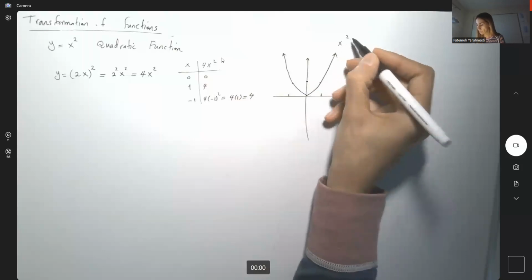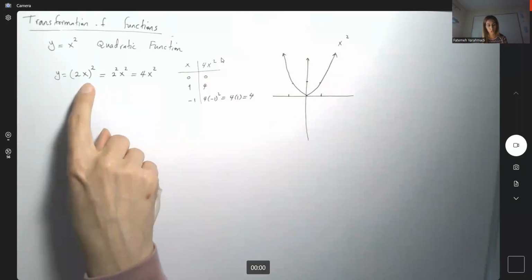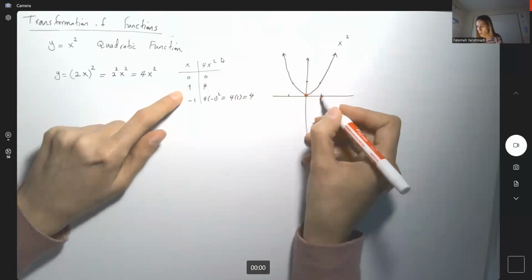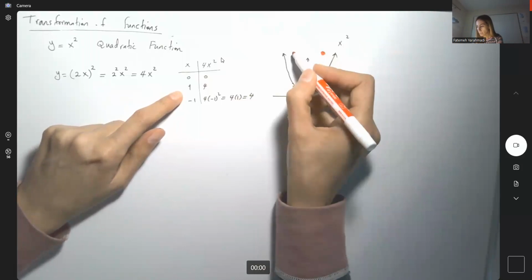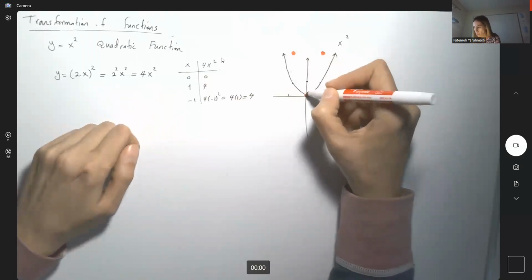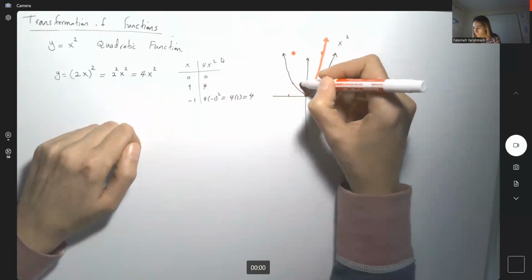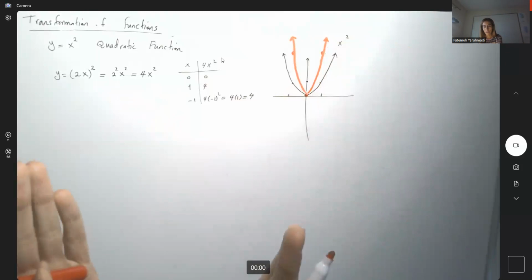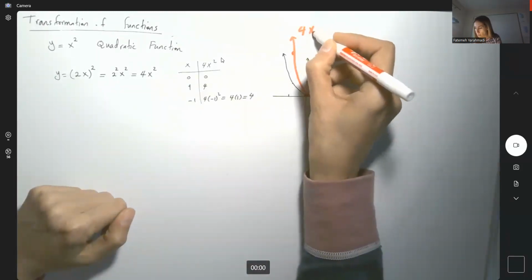This is my x squared. Now I am multiplying my x by 2. See what's happening here. I get 0 and 0. At 1, I have a 4. So it goes up. At -1, I have a 4. This is my 4x squared. The graph is narrower. So this is 4x squared.